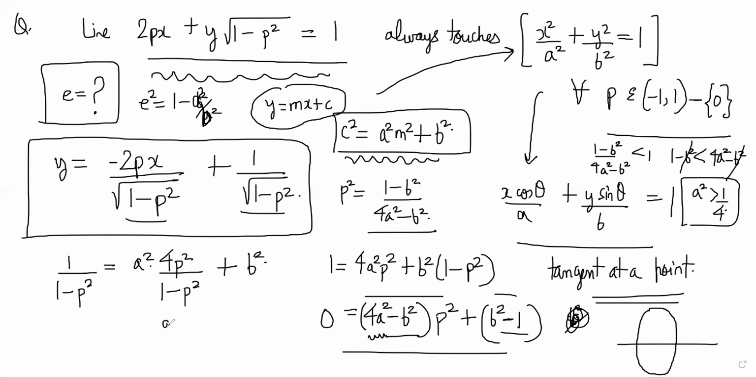The answer is saying that a square is 1 by 4 and b square is 1 and eccentricity is 3 by 4. That is the answer. But I'm not sure how you can get that directly. How is he so sure? Line touches the ellipse always. Okay, fine. Let's just move on right now. Think about this though. I'm not sure if this is correct always.